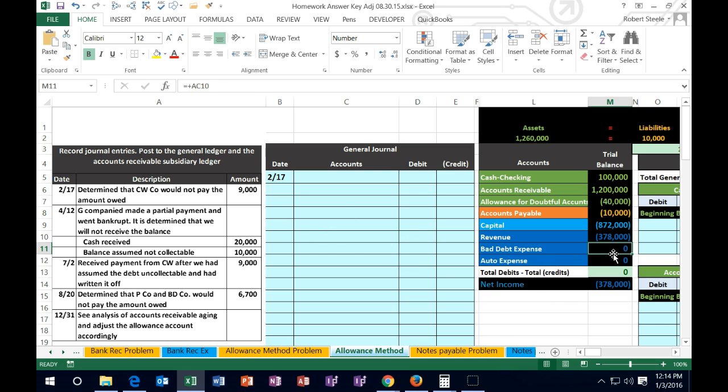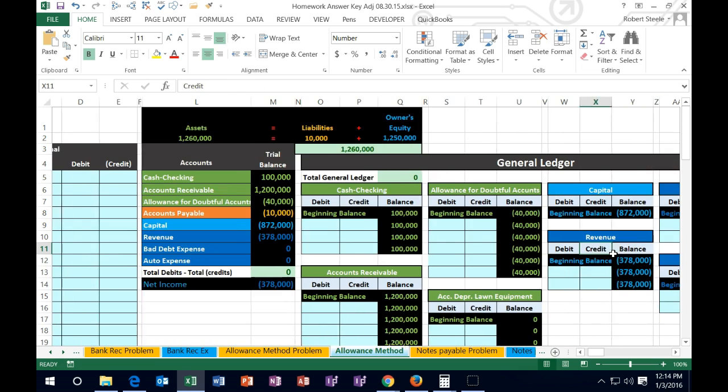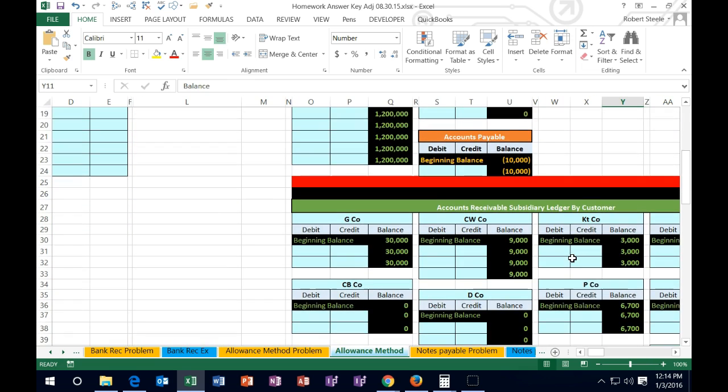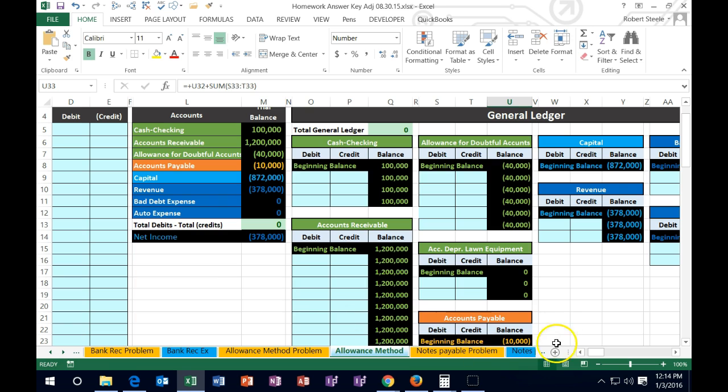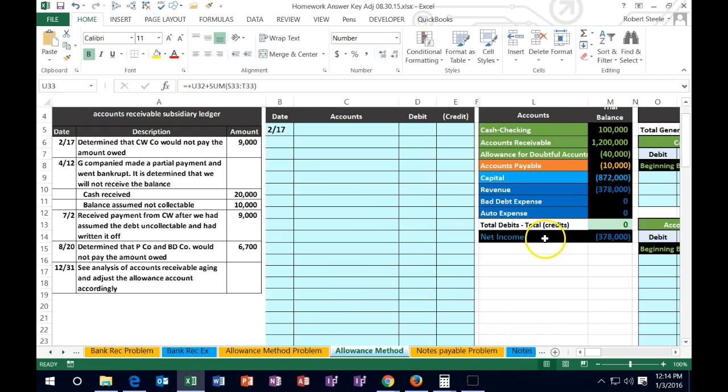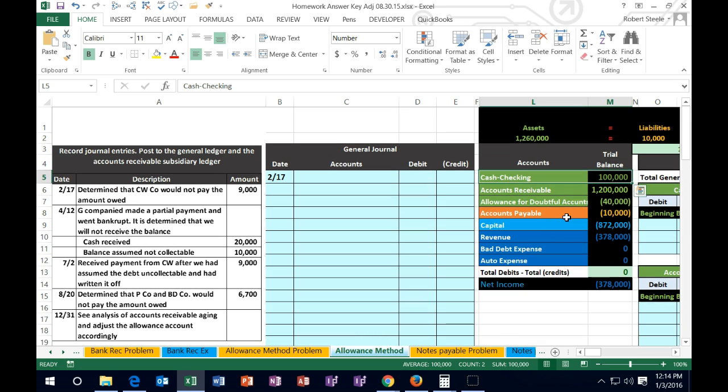Now, note that we can see this down here in our ledger. If we go down to our subsidiary ledger, here CW owes us this $9,000. That's the company that is not going to pay us. So we're going to have to write that off. So the question is, is cash affected? In this case, no, we're not going to get cash. That's the problem. And so the account that is affected is the receivable. We're saying that receivable there includes $9,000 from CW, and it will not be paid.